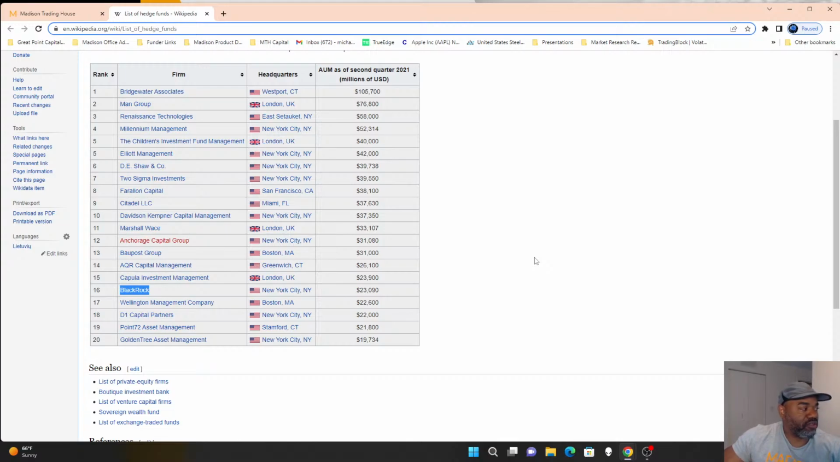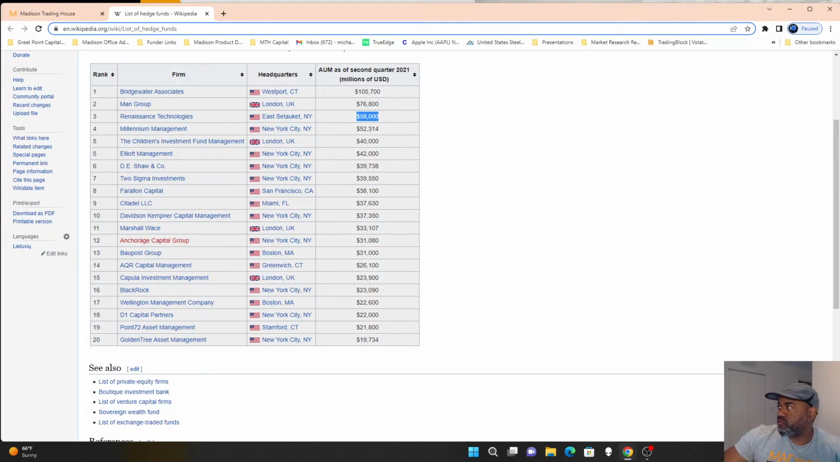So you've got a large variety, but if you look at the numbers, these are millions. So what that means is Bridgewater has $105.7 billion under management. If I'm doing my math correctly in my head, this would be 76.8 billion, and this would be 58 billion. So these are large amounts. Now, I want you to think about that for a second, because this represents a large amount of different types of hedge funds, right? They all have their different approaches.